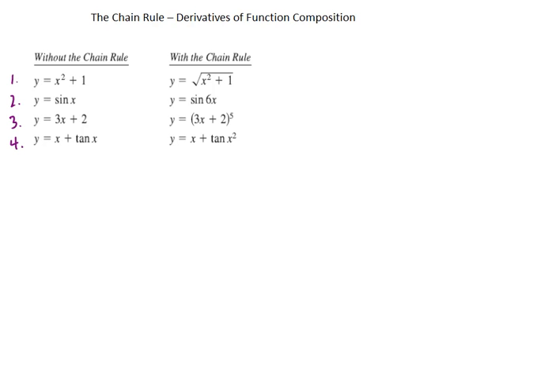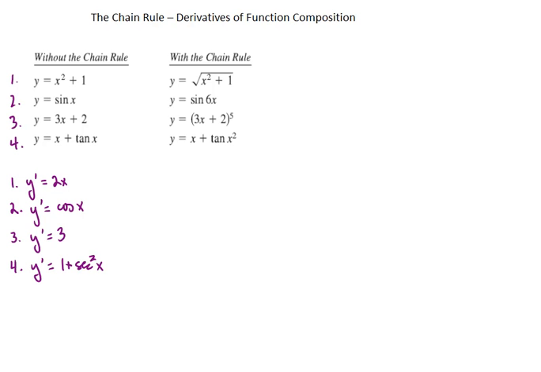For example, if I label these 1 through 4 on the left side there, then I can find the derivatives easily. The derivative of y equals x squared plus 1 is simply 2x. The derivative of sine x is cosine of x. The derivative of 3x plus 2 is just 3. And the derivative of x plus tangent of x is 1 plus secant squared of x. So we know how to do those.